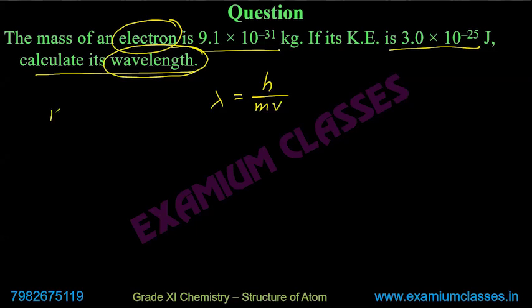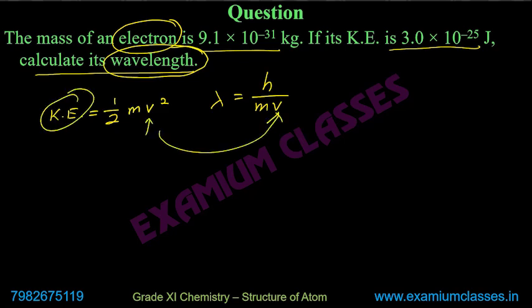And you know kinetic energy and velocity are interrelated. Kinetic energy is given by half mv square. Now there are two ways that you can use kinetic energy. You can get the velocity, and this velocity you can substitute here to get lambda, because in this question also you have to calculate wavelength. So from kinetic energy you get velocity, because these are related, and from velocity you get wavelength.